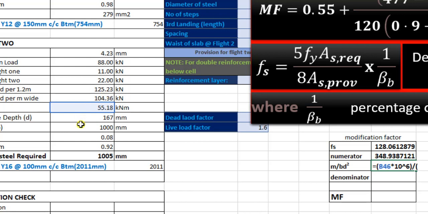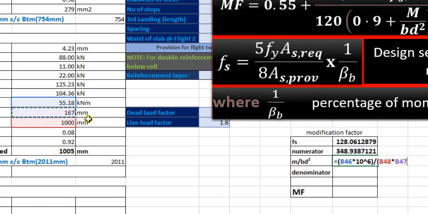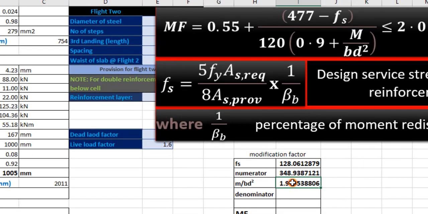What is our b? b is 1 meter. We have it there. And our d, the effective depth, is this. So I square it. Right, close the bracket and enter. Okay, we are through with M over bd square.